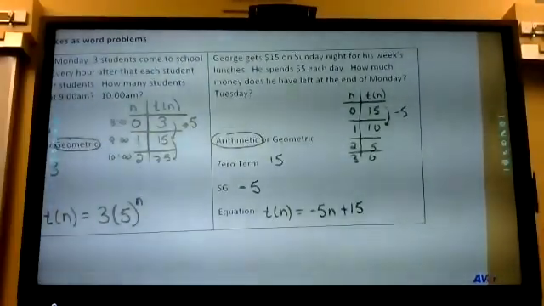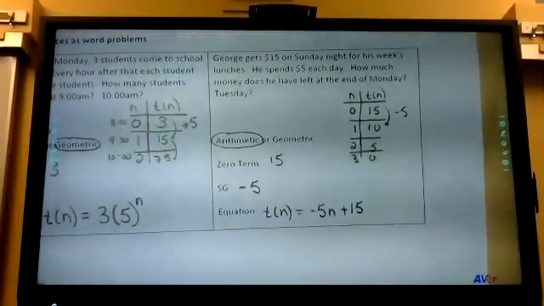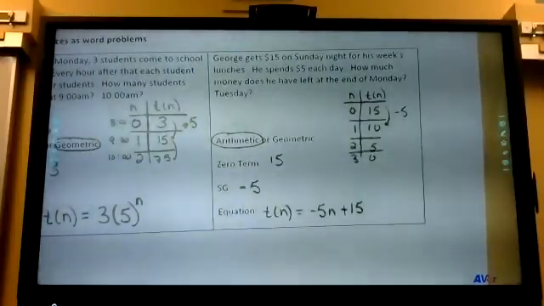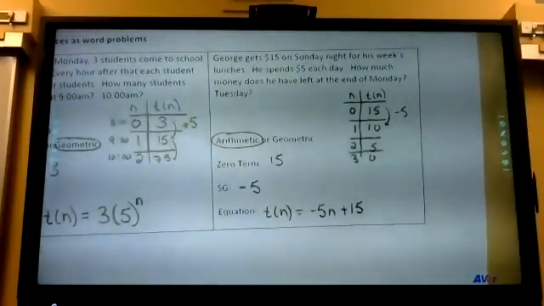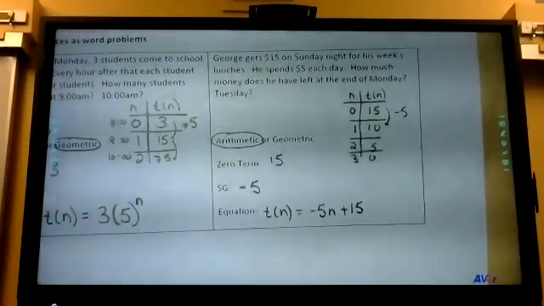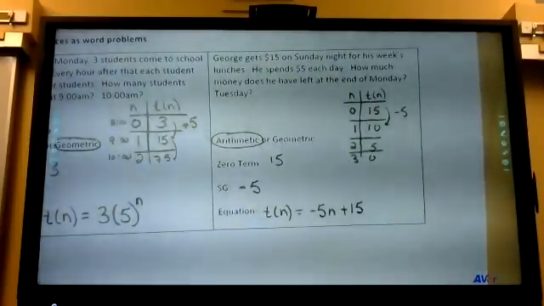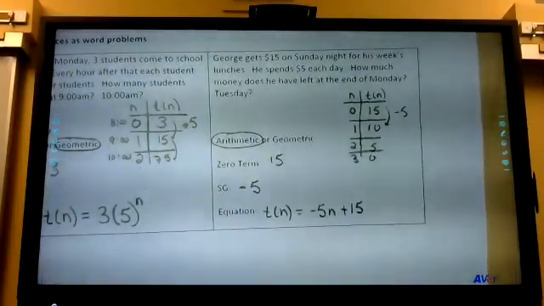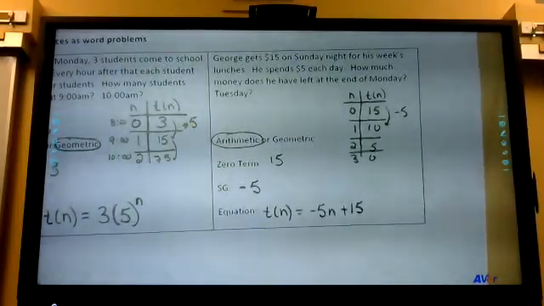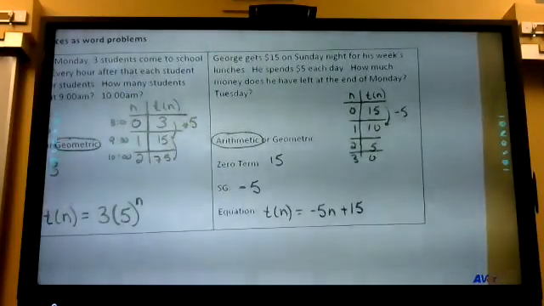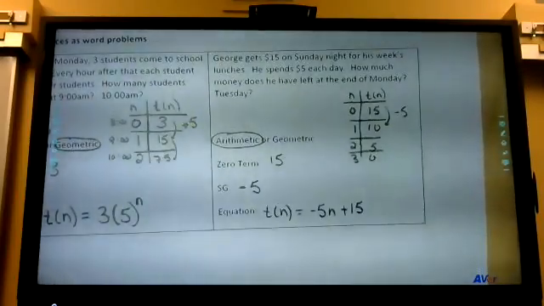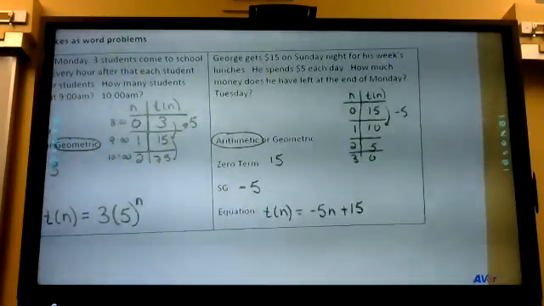Hopefully you could see that this is going to be an arithmetic sequence. George at time 0, which is Sunday night, the beginning of the week, he gets $15 for lunch. And George is going all out this week. He's spending $5 every day for lunch. So what does he have at the end of Monday and Tuesday, meaning at the end of day 1, how much does he have? At the end of day 2, what does he have?